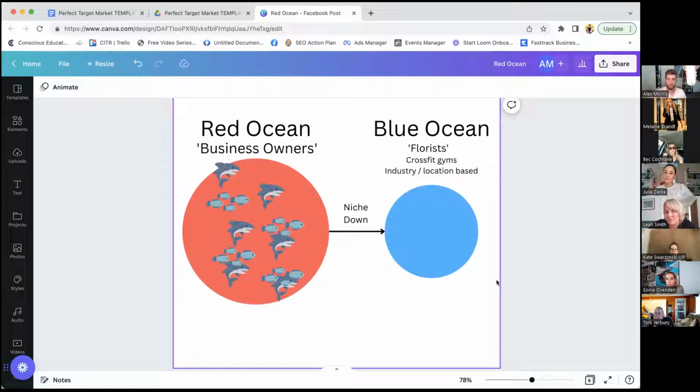My wife, we've got twins. My wife is a mum of multiples. She loves that stuff that's directed towards her.